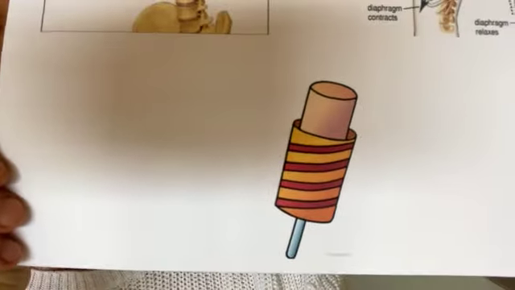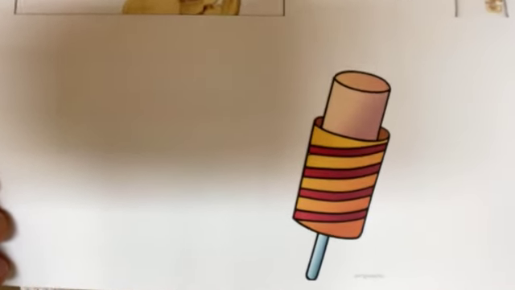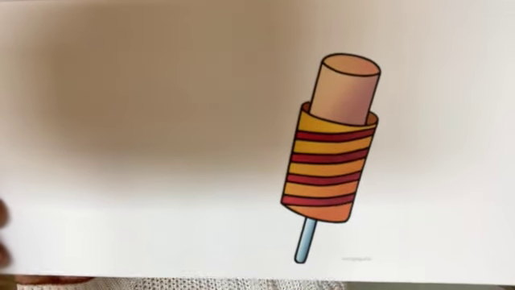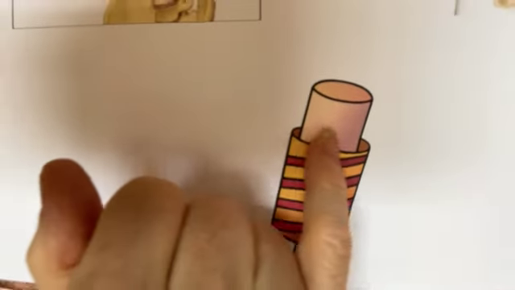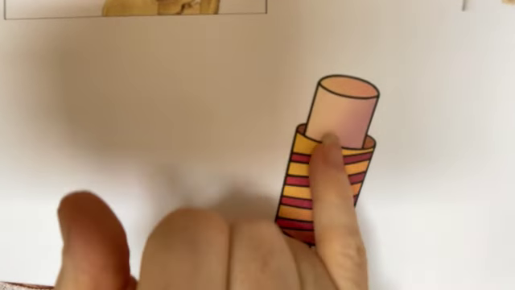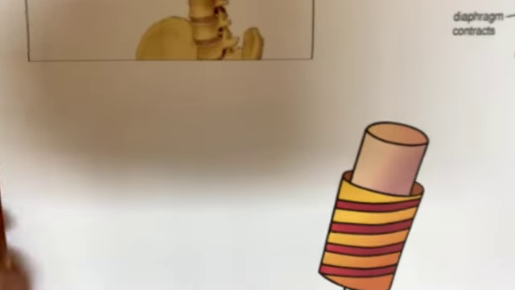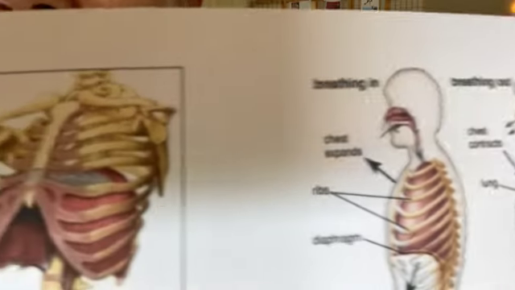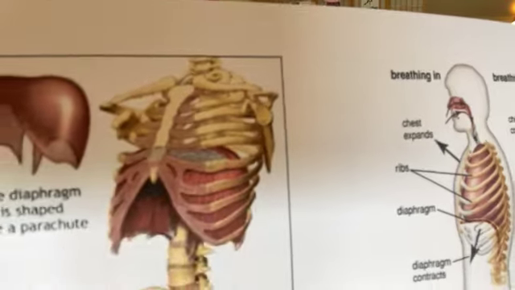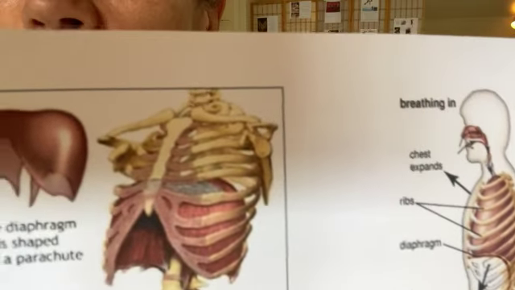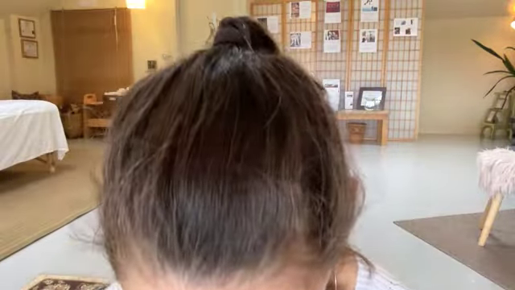So it's a little bit like one of those old-fashioned ice cream pops. And in this case, the cylinder would be the rib cage and the torso, and the diaphragm is moving up and down inside the case of the rib cage. So up and down inside here, the breath is moving. So let's begin the lesson now.